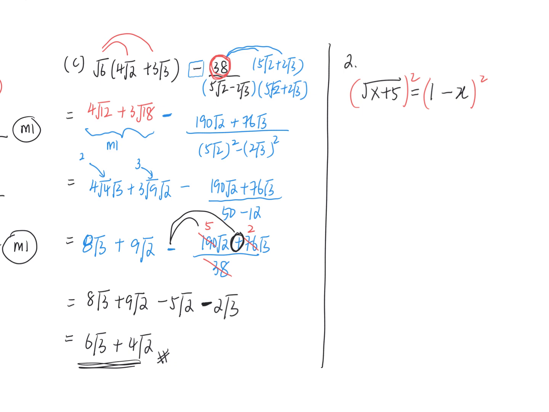If you want also can, but after that you must rationalize. Yeah, whichever easier. So the square root disappears, becomes x plus 5. This one, I don't know why.